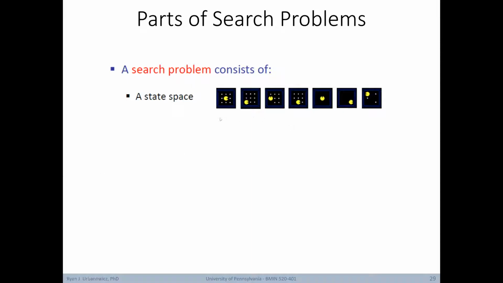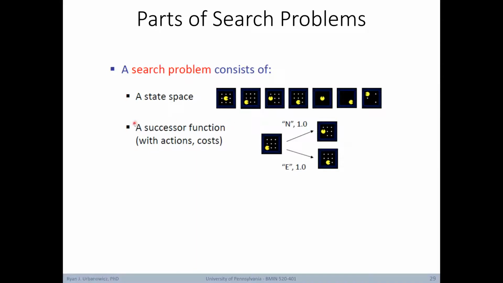Here we have a search problem that consists of a state space. We have the example of Pac-Man, and we can include all the positions that Pac-Man could be in, as well as the location of these white dots representing the food that he's trying to consume. In this case, the state space doesn't have any particular order, it's just all the possible configurations of state that the system can possibly have.